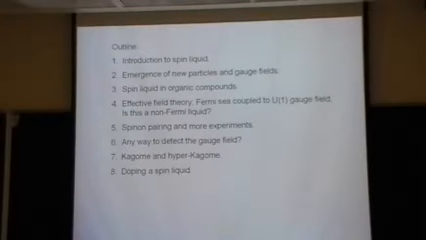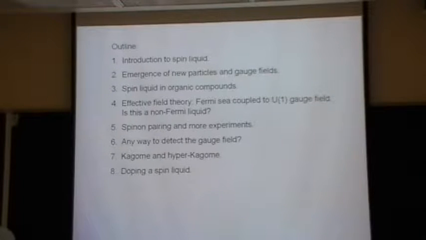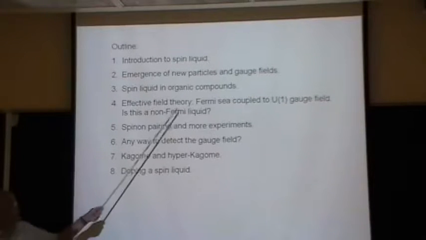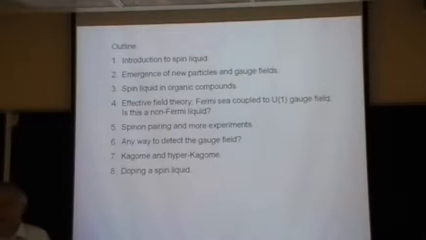That these spin liquids are interesting not just because they don't order, but because they don't order, they're associated with many interesting properties. And we expect that new particles and new gauge fields would emerge at that moment. The discovery of these particles will be the really exciting thing that we hope will happen with these materials. I will spend most of my time describing spin liquid in one particular material, this organic compound, which is the best studied of these candidates we have.